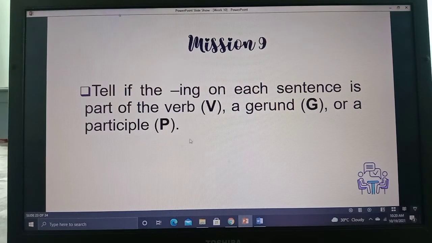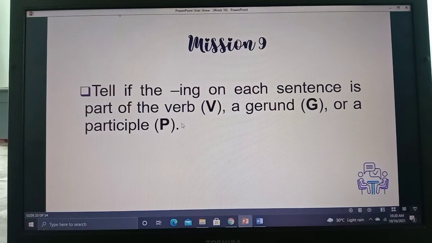Sa mission 9 naman, ang gagawin nyo lang dyan is you're going to identify whether yung verb ay as a gerund ba siya, yung mga may ing. Yung ing verb ay part ba siya ng verb, as in verb lang, or part siya ng gerund, or nagpa-function ba siya as a participle dun sa sentence. So, kung verb, as in verb lang, edi V ang ilalagay nyo. Kung gerund lang, G. Kung as a participle naman, edi P. So, 1 to 5 yun.